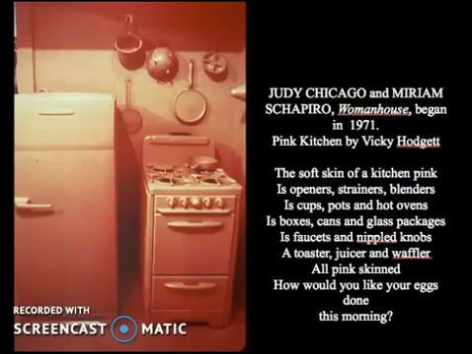As stated, the soft skin of a kitchen pink is openers, strainers, blenders, is cups, pots, and hot ovens, is boxes, cans, and glass packages, is faucets and nippled knobs, a toaster, juicer, and waffler, all pink skinned. How would you like your eggs done this morning?